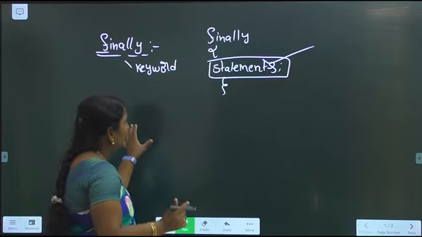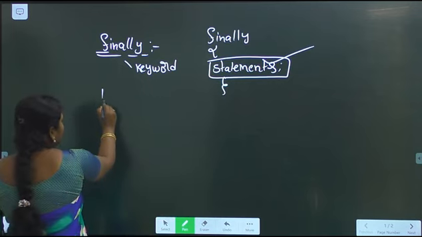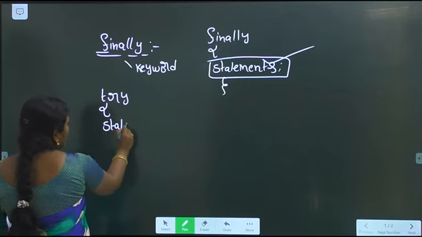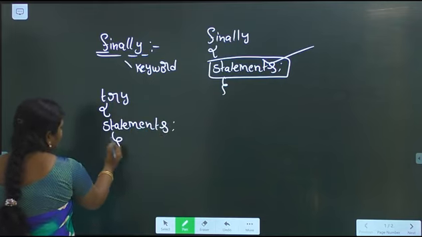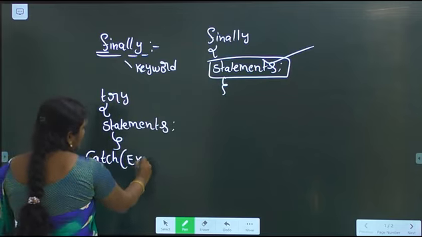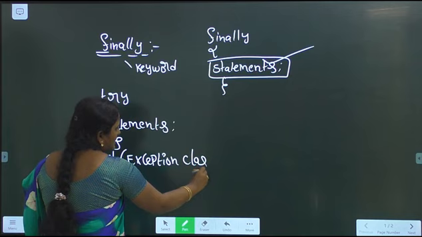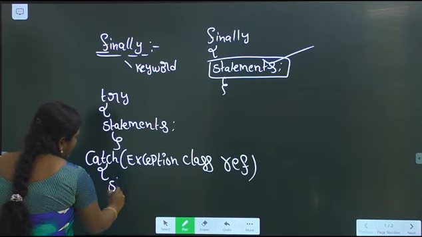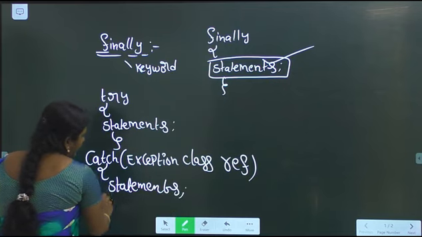So here, we have try and catch blocks to handle the exceptions. For example, try, statements, catch, exception class, reference, and statements. Last class we have seen these try and catch blocks.